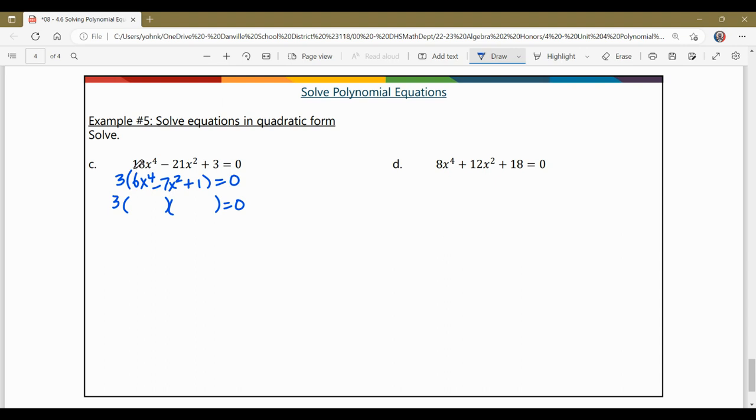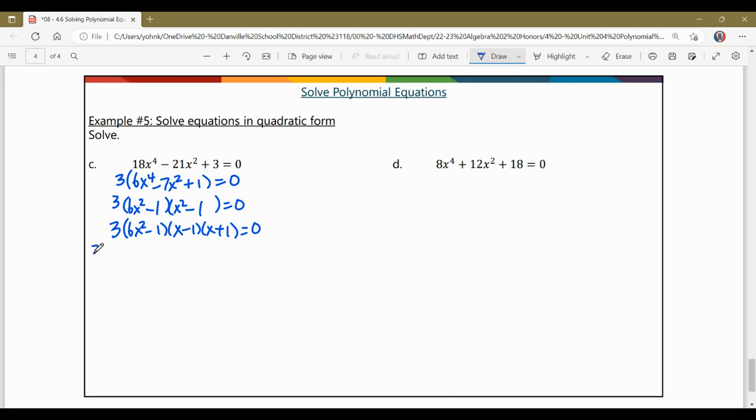It has a coefficient in front, which means I'm going to do guess and check. Let's try 6x squared and 1x squared. And the last things have to multiply to give you 1, so that's only 1 and 1. When I multiply to positive, when I collect like terms, I get a negative, so they're both negative. Now I can factor x squared minus 1 more. So I'm going to leave the 3, leave the 6x squared minus 1. Then I'm going to factor and get x minus 1, x plus 1 equals 0.